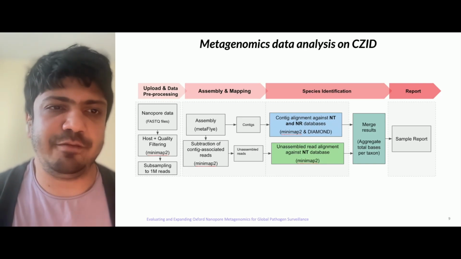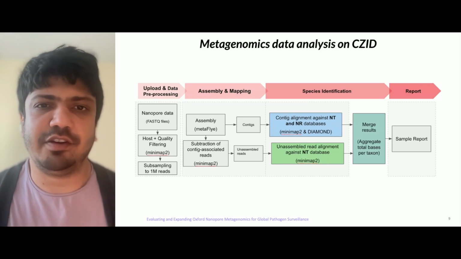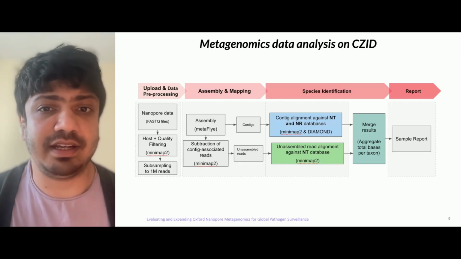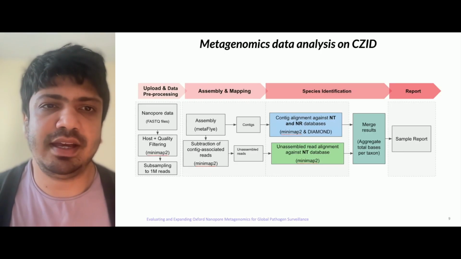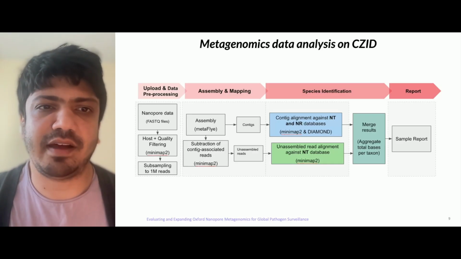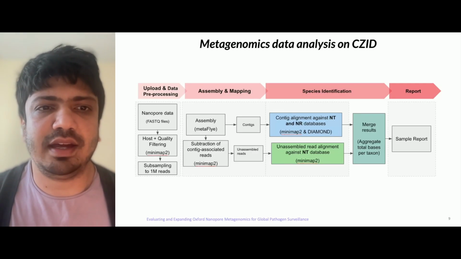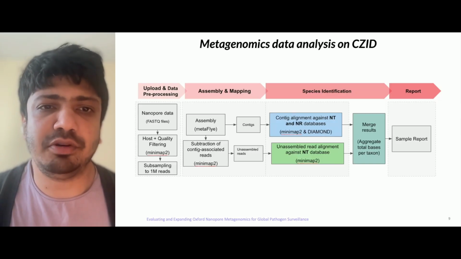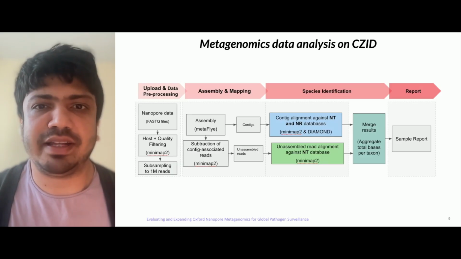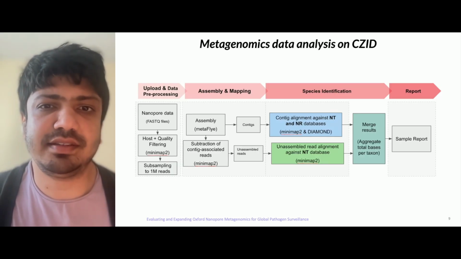Basically, there's a little bit of pre-processing in terms of removing host reads and subsampling if you have a lot of reads uploaded. And then there's an initial assembly of contigs using Metaflye and Minimap2. And then those are aligned to online databases, so the NCBI NT and NR databases.